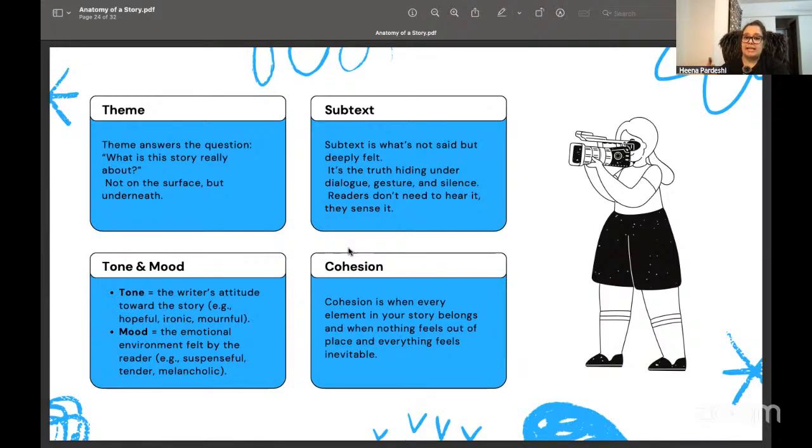When all these elements, spine, theme, subtext, tone, and mood, align, the story will be cohesive, whole, and complete. Readers may not know why, but they feel it in their bones.